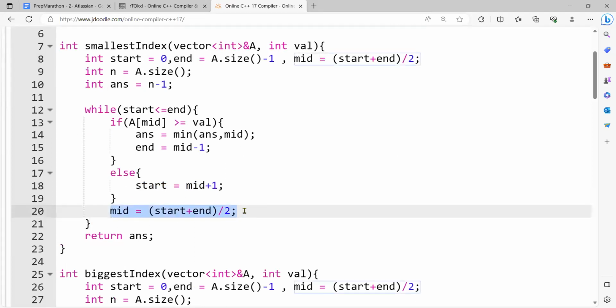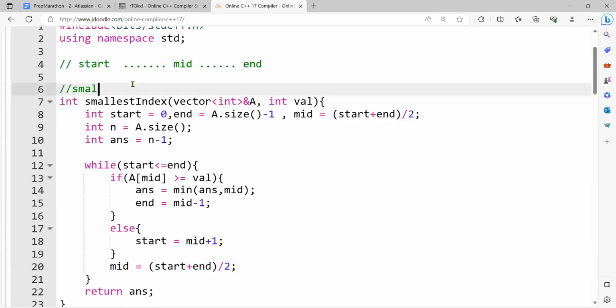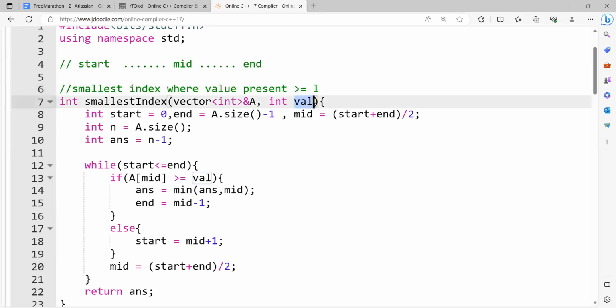Okay. Then we are finding a new mid value based on start and end. And again, this will go on and on. This is basic binary search. And with the help of this, what we are going to achieve is, we are going to get the smallest index where the value present is going to be greater than or equal to L. And we have sent L here. So this is our L, the leftmost point or left part of the range.